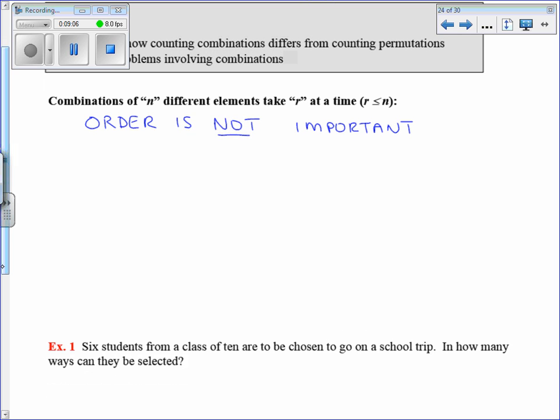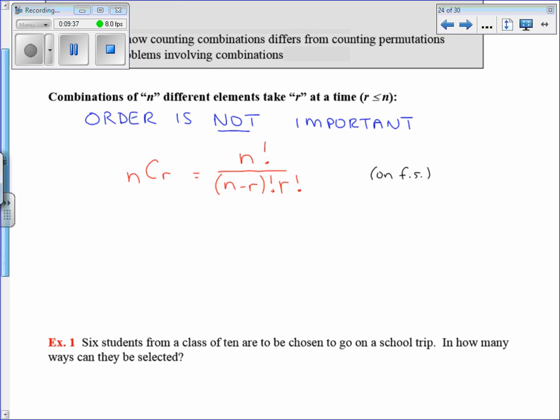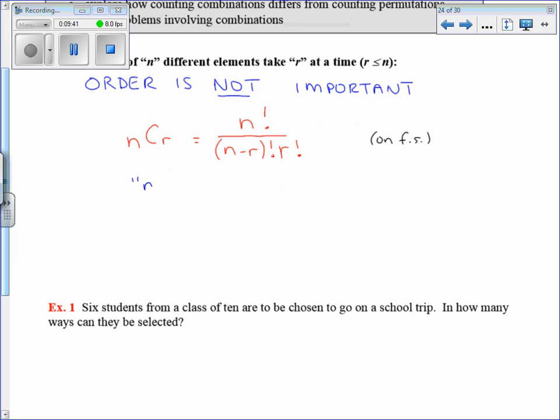So the formula for combination, and this is on your formula sheet, is n choose r, so nCr, and that equals, it's similar to the permutation formula, but we have to divide out an extra number. So we're going to divide by n minus r factorial, so that's the permutation formula. But then we also divide out r factorial. This is, like I said, on your formula sheet. And we say n choose r, whereas a permutation was n pick r.